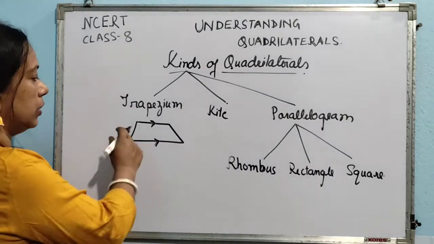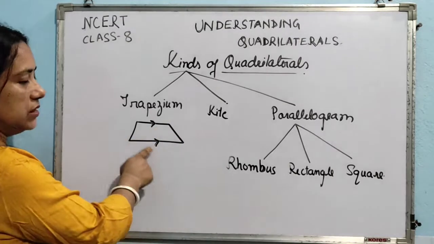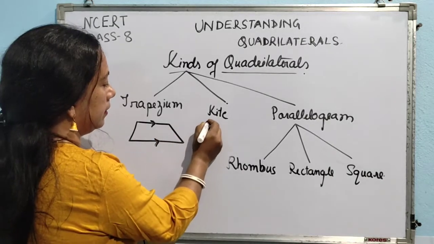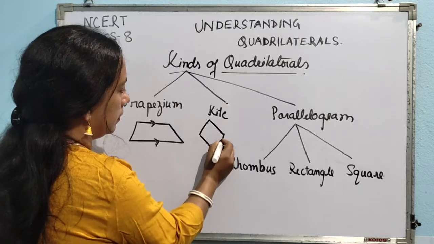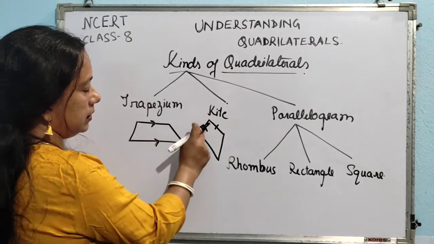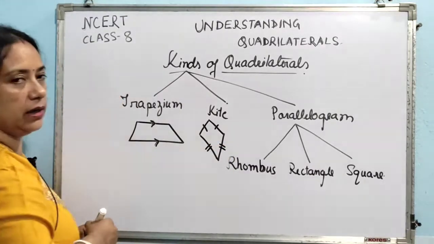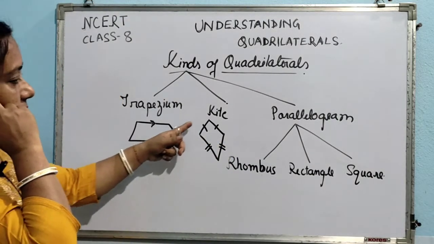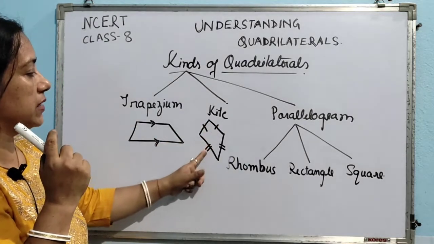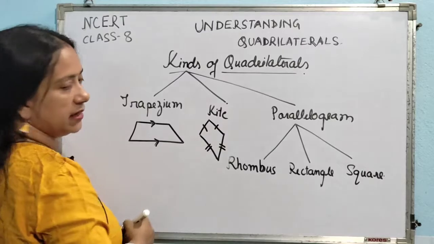We cannot say anything about the other two sides, the only restriction is that one pair of opposite sides has to be parallel. Now kite. See, in a kite these two adjacent sides will be equal and these two adjacent sides will be equal. So what is a kite? It is a quadrilateral in which exactly two pairs of consecutive sides are equal.